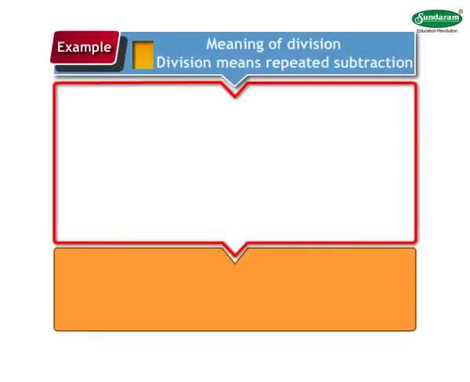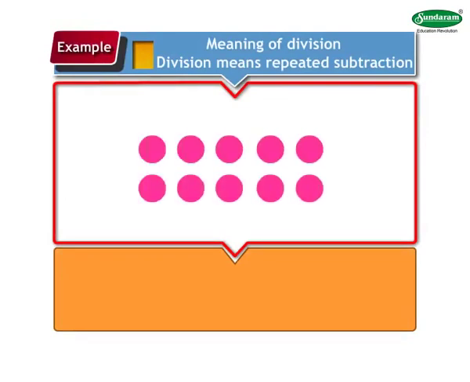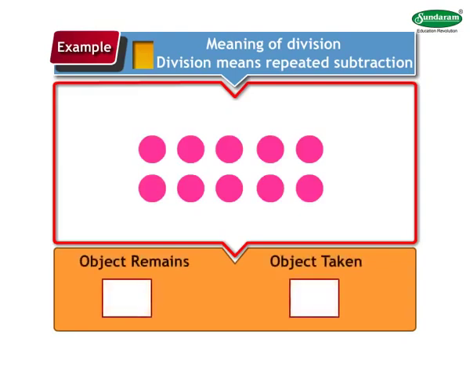Division. Meaning of division. Division means repeated subtraction. Let us consider an example. Look at the picture given here. In all, here there are 10 objects. If we divide them into groups of 2 objects each, we get 5 such groups of 2 objects each.